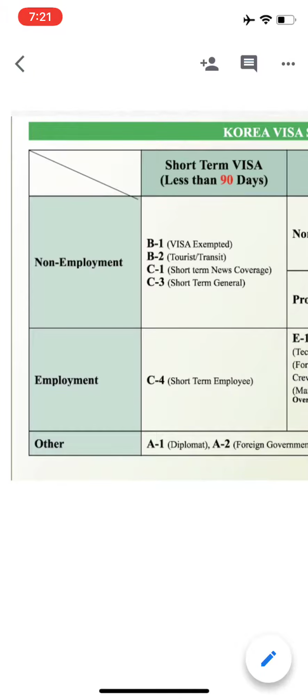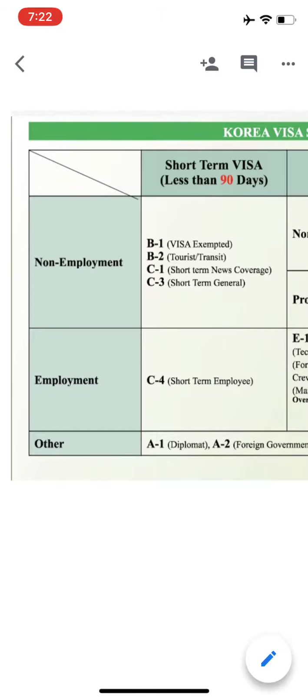B1 is for visa exempted countries, such as the USA, Canada and other countries. B2 is the tourist and transit visa. C1 is short-term news coverage. Some reporters come for just a short period of time. If there is a big issue, they get a C1 visa and come to Korea, and they have to leave within 90 days. C3 is usually for travelers and some lecturers who come to Korea for a short term.